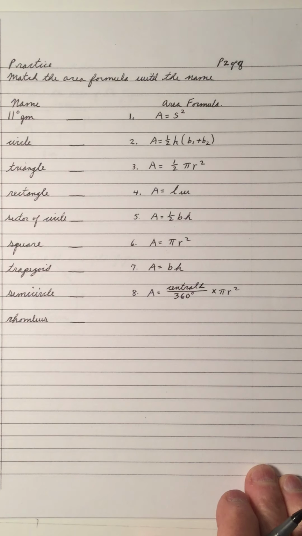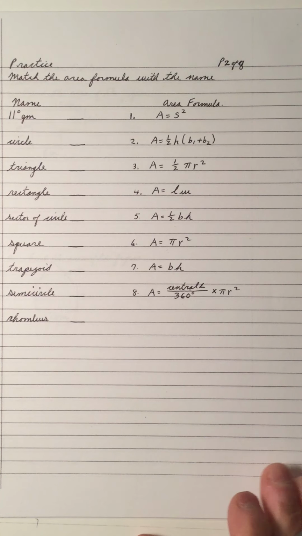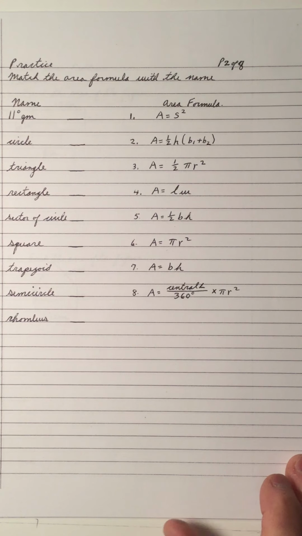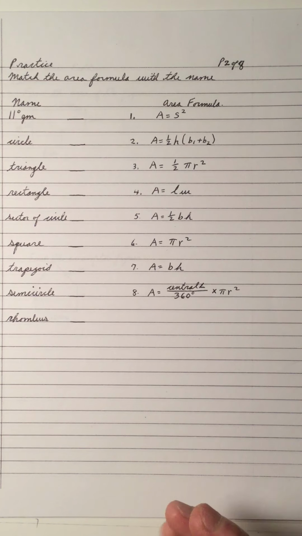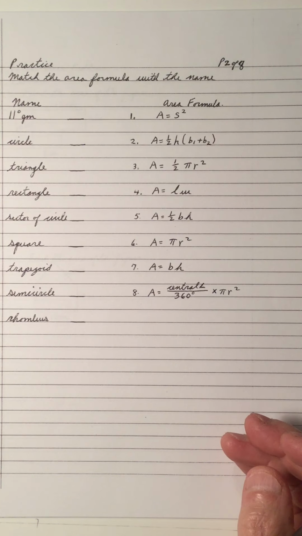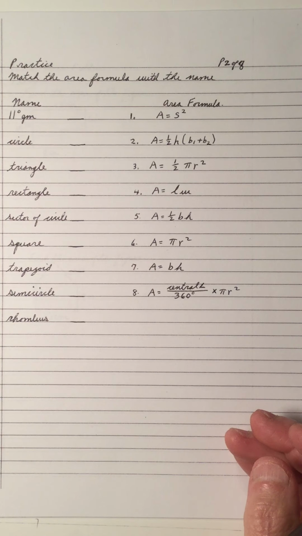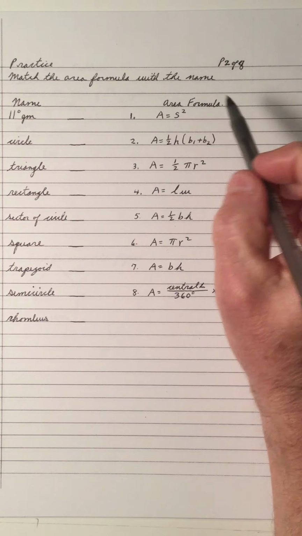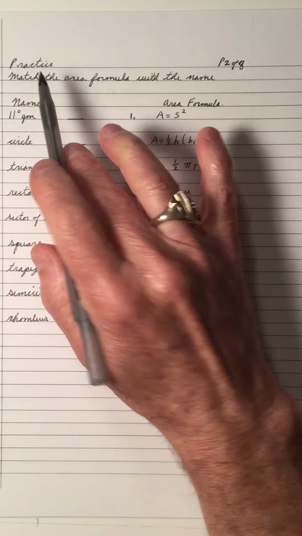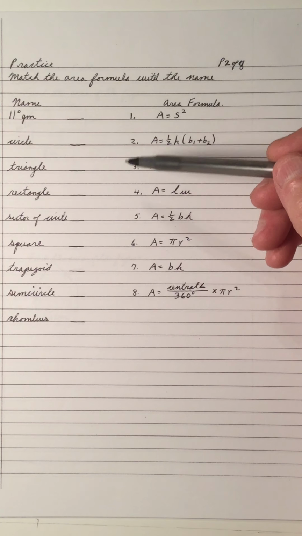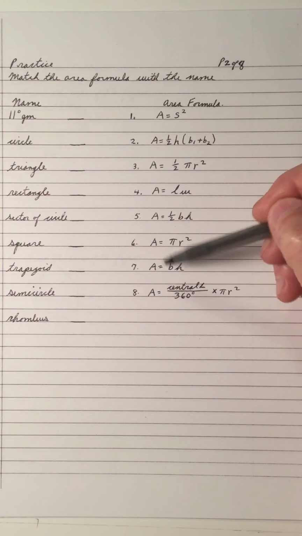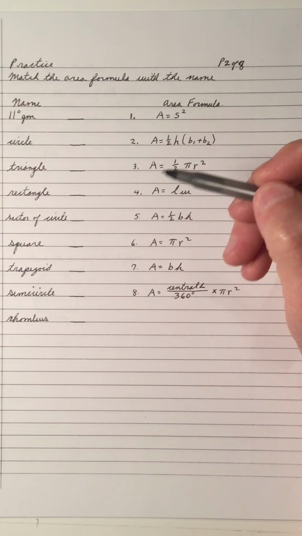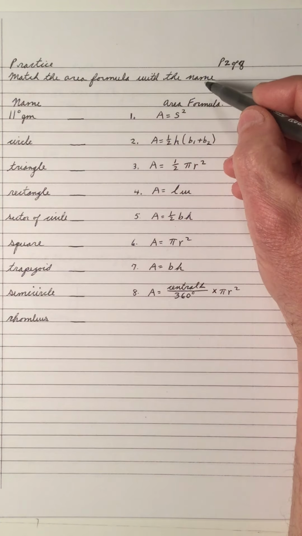To start off the extra problems, as I mentioned before, we should memorize the formulas for the parameters of geometric figures, the areas of geometric figures. If we know them, then it's easy to recall. Let's see if we can match them up. Practice means pause the video to see if you can get these matched up with the formulas, with the names. Match the area formulas with the name.